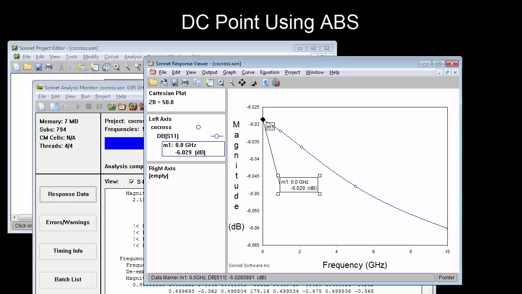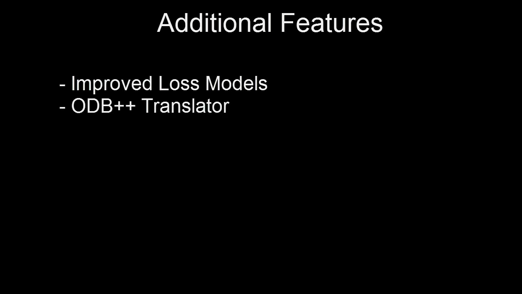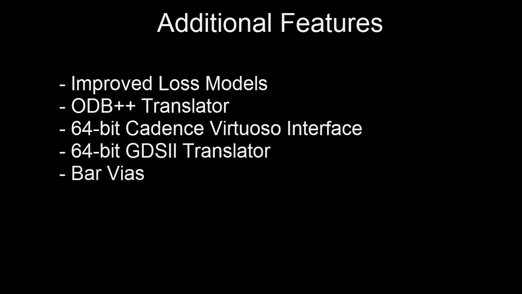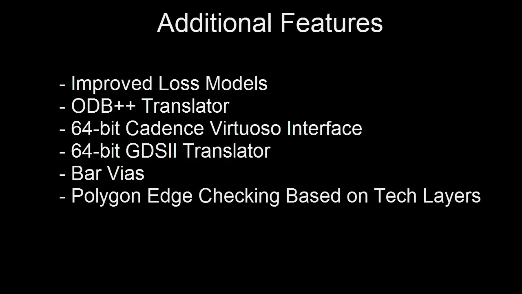We've shown you the highlights of the new features included in Release 16, but that's not everything you'll get with this new release. Other features include improved loss models for the more accurate modeling of stacked metal, an ODB++ translator, 64-bit support for both the Cadence Virtuoso interface and the GDS2 translator, automatic identification and more efficient analysis of bar vias, and polygon edge checking based on technology layers.